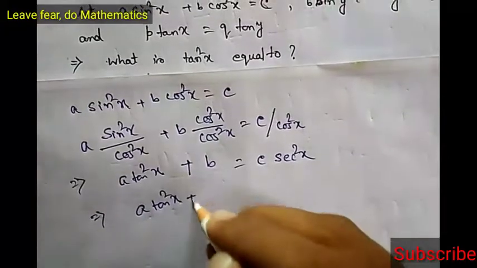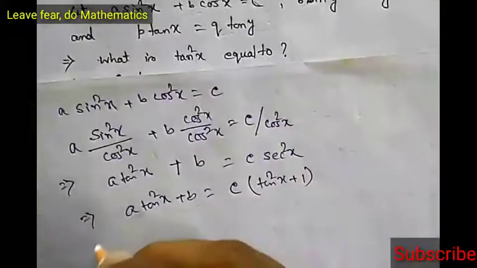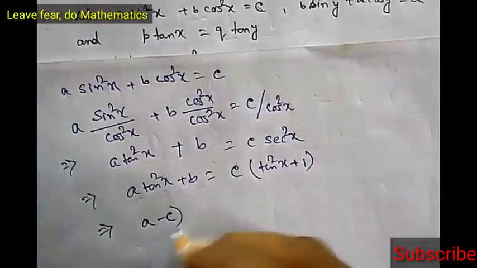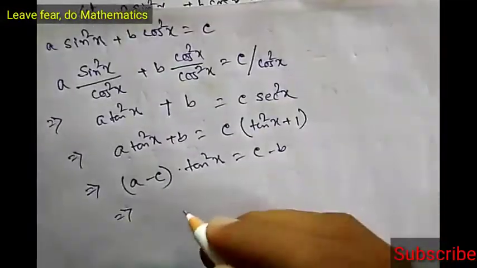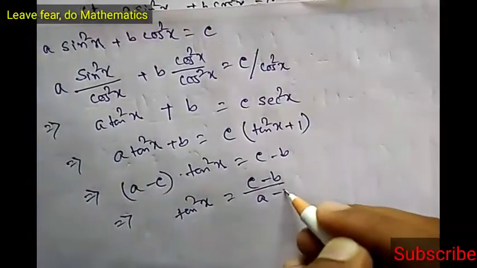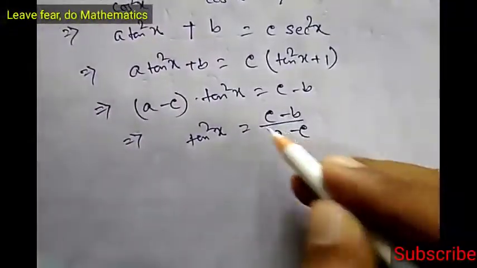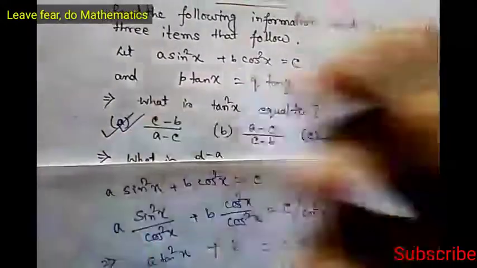Now we can write this again as a tan square x plus b equals c, where we can write sec square x as tan square x plus 1. Now we can write this equation as a minus c times tan square x equals c minus b. So we now have tan square x equals c minus b over a minus c. Option A gives that tan square x equals c minus b over a minus c, so option A is the right answer.